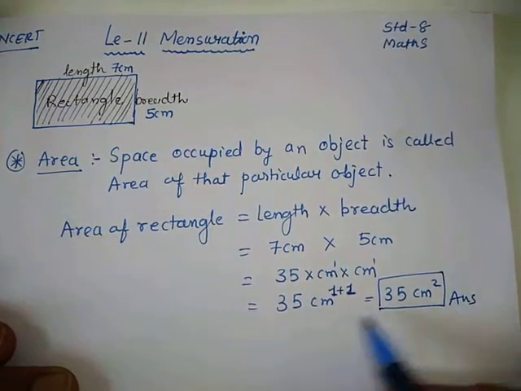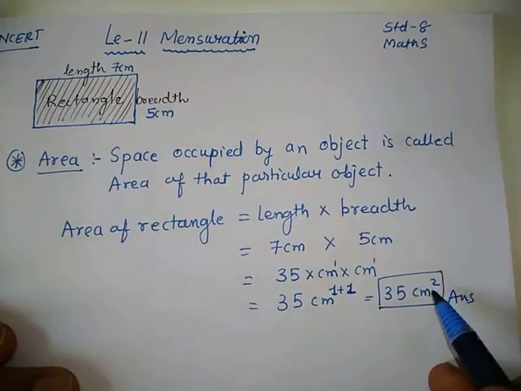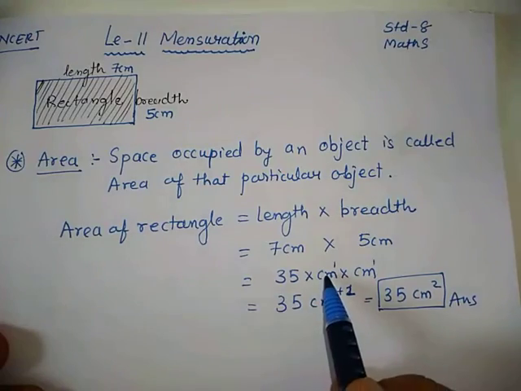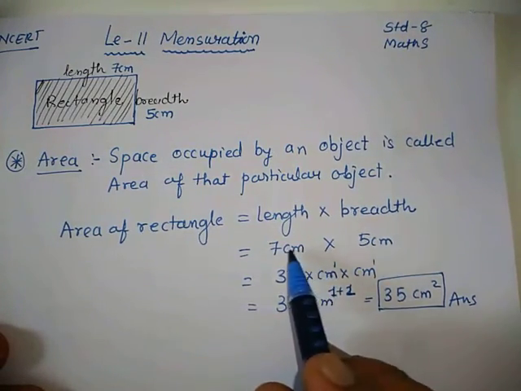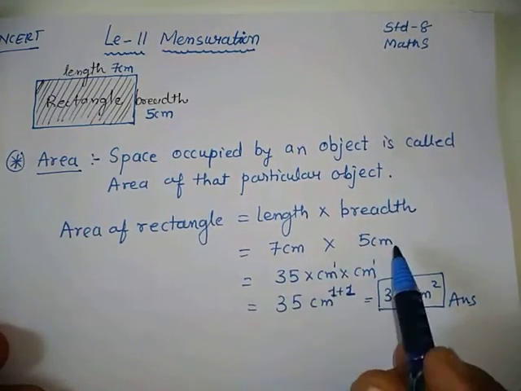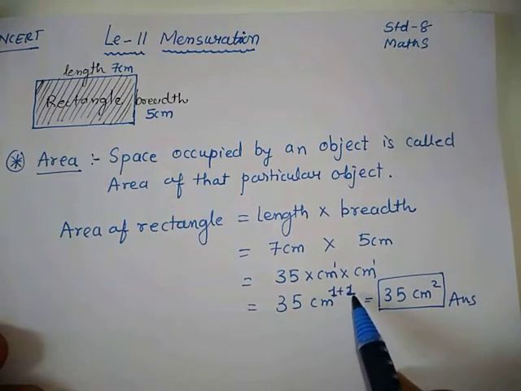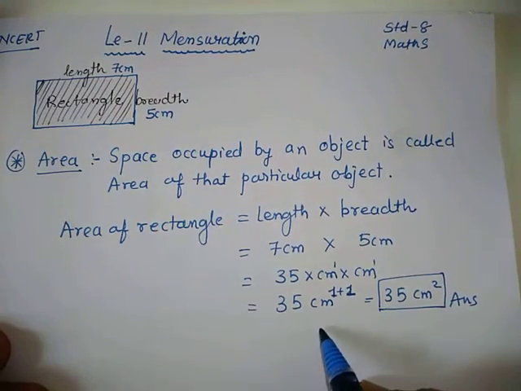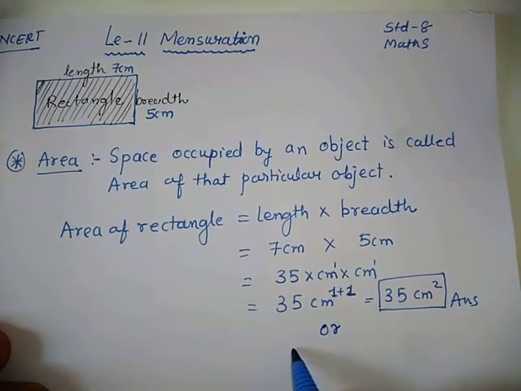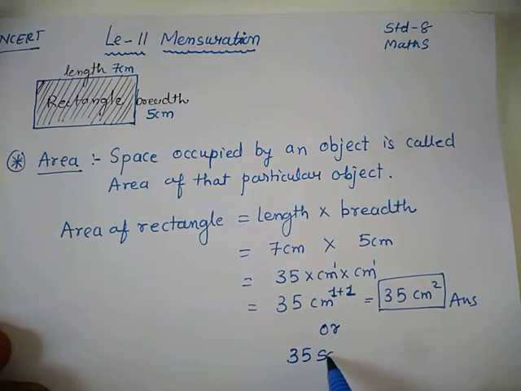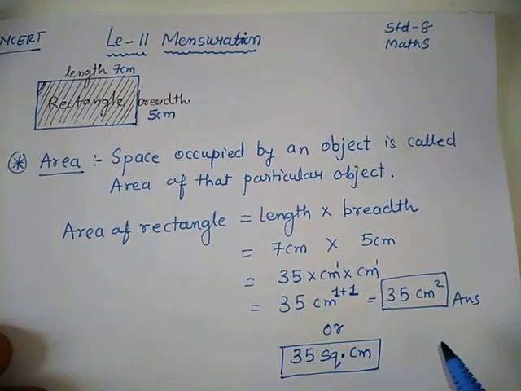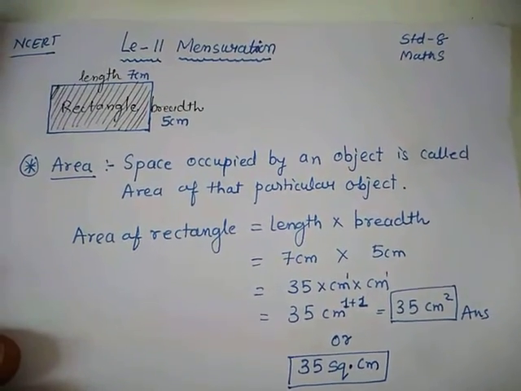Now is it clear why we are writing the square in area? Because centimeter multiplied by centimeter, 5 multiplied by 7, and centimeter multiplied by centimeter, so the powers 1 and 1 get added when there is a multiplication sign between them. That's why centimeter square. We can also write it in another form, that is 35 sq cm in short. If meter is there, then meter, or kilometer then kilometer. Hope this much is clear.